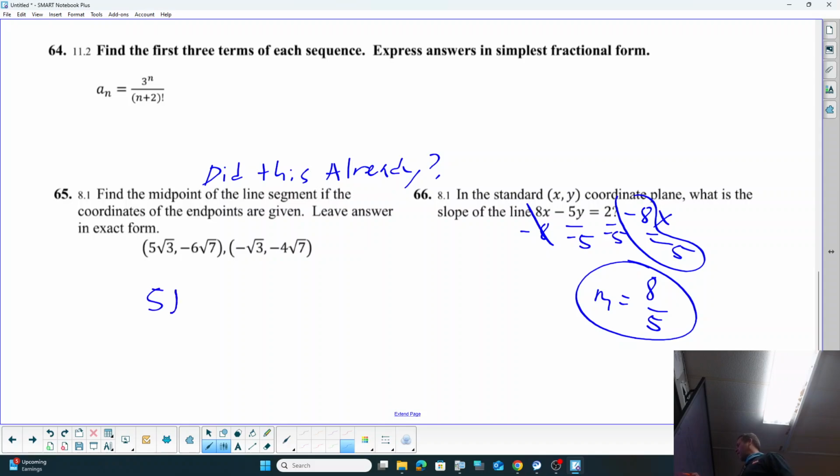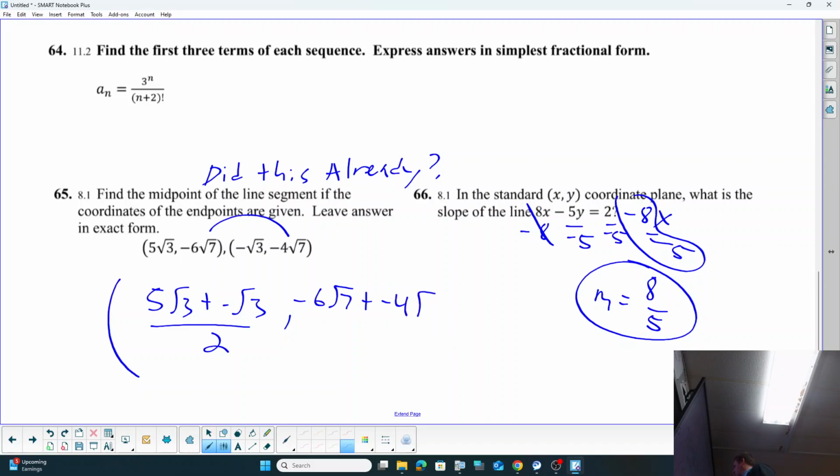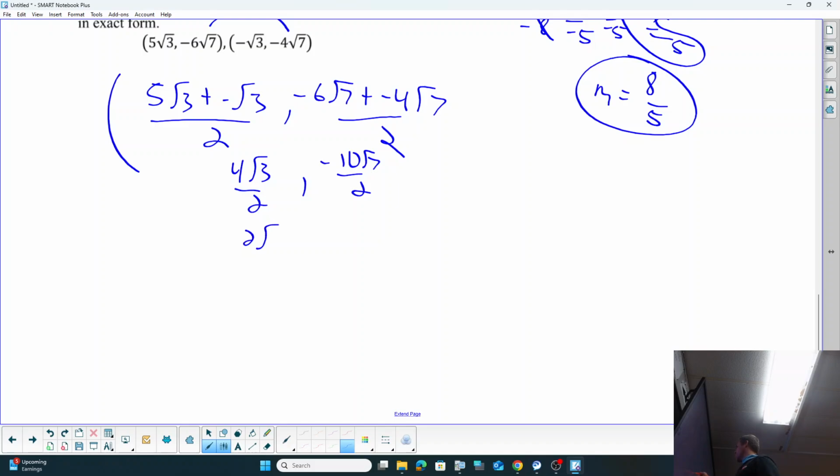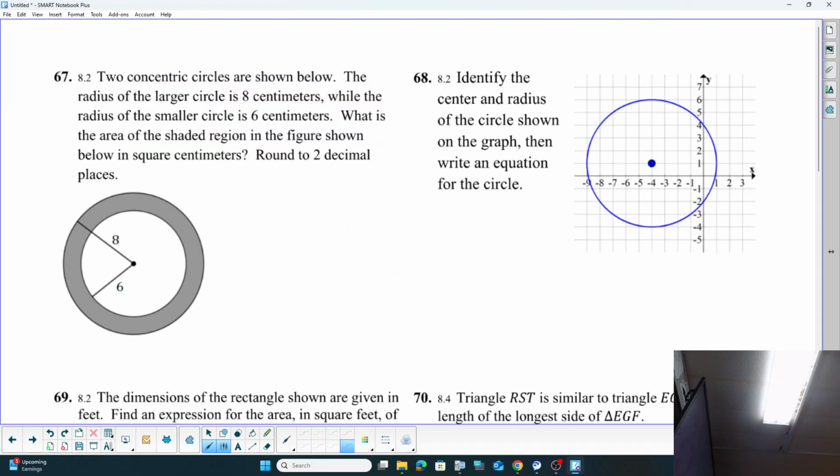The midpoint is 5 radical 3 plus negative radical 3 all over 2. And then this plus this one. So negative 6 radical 7 minus, so that's actually plus a negative 4 radical 7 divided by 2. And so 5 minus 1 is 4 radical 3 over 2. Negative 6 minus 4 is negative 10 radical 7 over 2. And then 4 divided by 2 is 2 radical 3, and then negative 5 radical 7.